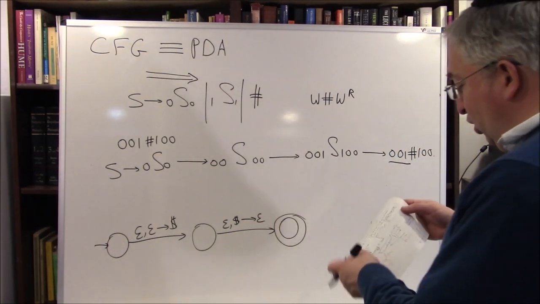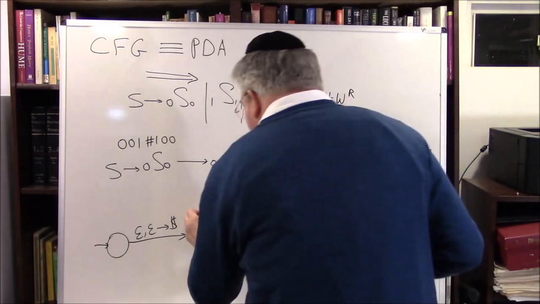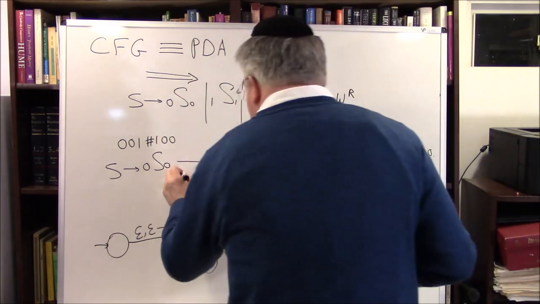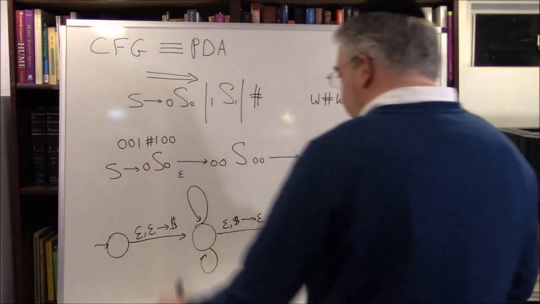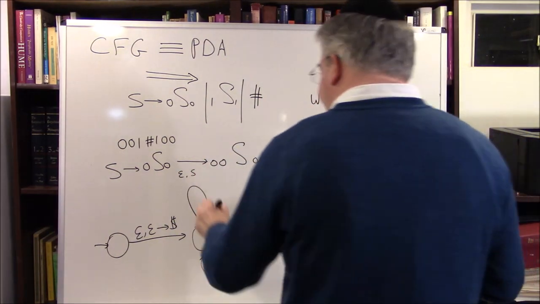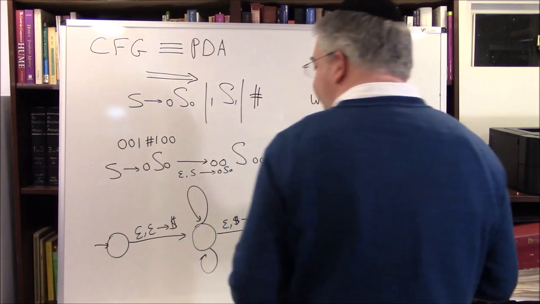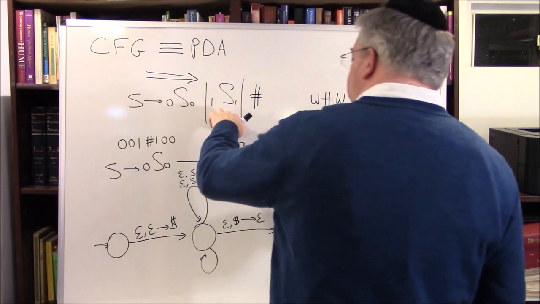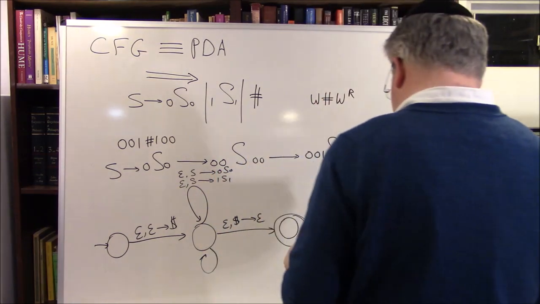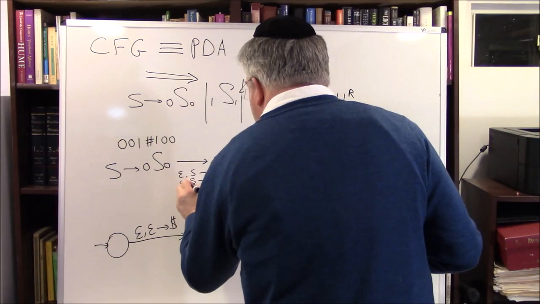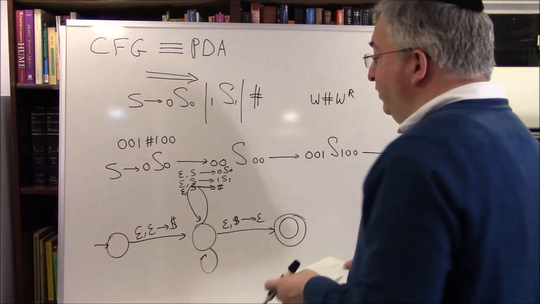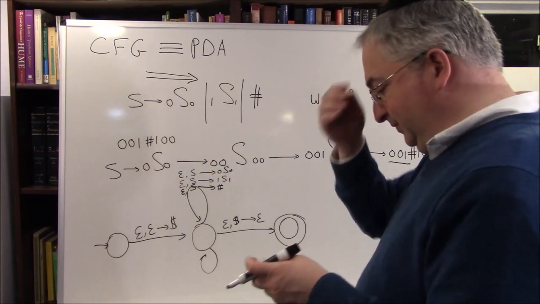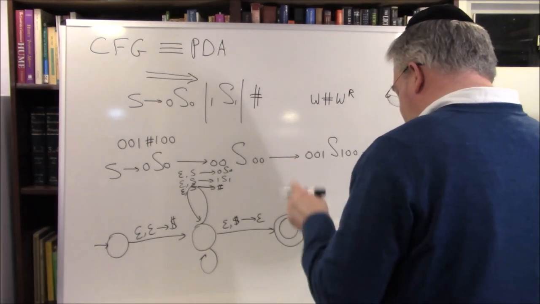So we have that. Now let me just show you what it is. It's as simple as can be. There's basically two rules that you have to deal with. One rule says as follows: don't read anything. When you see an S, put down 0S0. Don't read anything. When you see an S, put down, what's the other rule? 1S1. Don't read anything. When you see an S, put down number sign. Notice, all I'm doing is, every time I see an S, I put the rules down. Very nice. Okay, great.